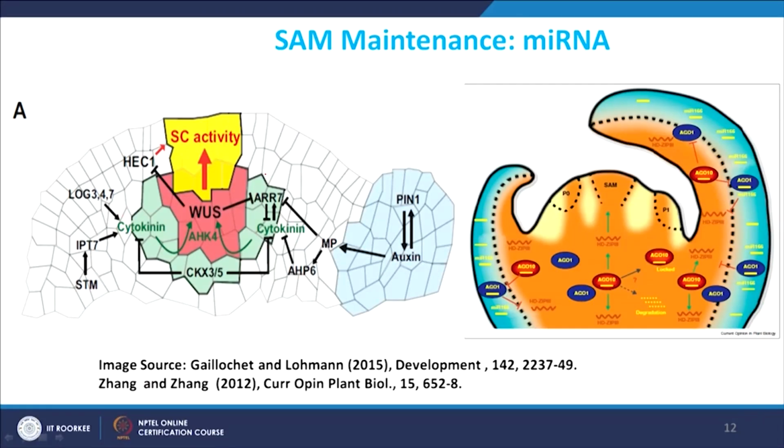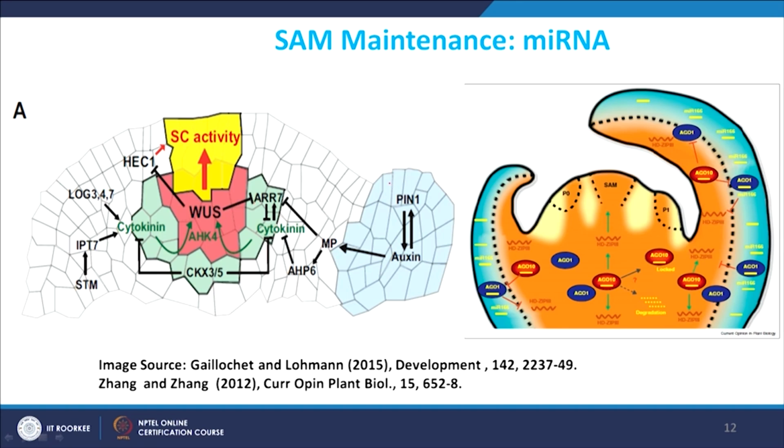If we summarize here, this is a typical shoot apical meristem. You have stem cell activity going on here, then you have the Wuschel expression domain, and the Clavata3-Wuschel pathways are working here. Wuschel is negatively regulating ARR7, and this is a cytokinin signaling pathway, and LOG is a cytokinin biosynthesis enzyme. STM is activating cytokinin biosynthesis through IPT7 and LOGs are getting activated here. So eventually in this region we have a high amount of cytokinin, and this cytokinin, along with Wuschel and ARRs, is maintaining a proper stem cell property here.